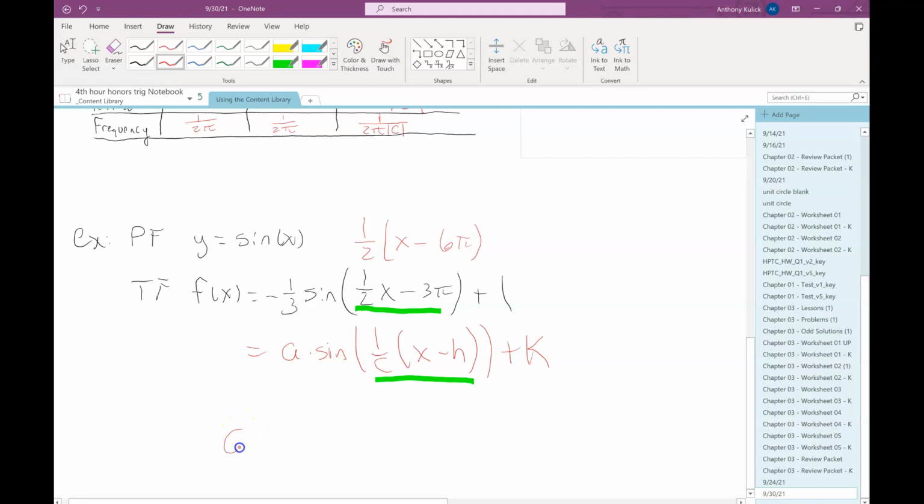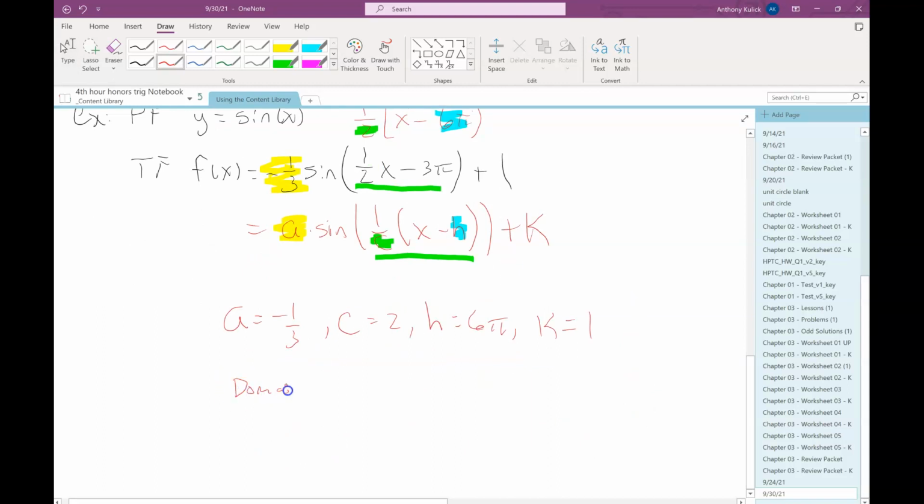Okay. So the A is, in this case, what value? -1/3, very good. The C is what? 2. The h is 6 pi. And the k is 1. Okay.